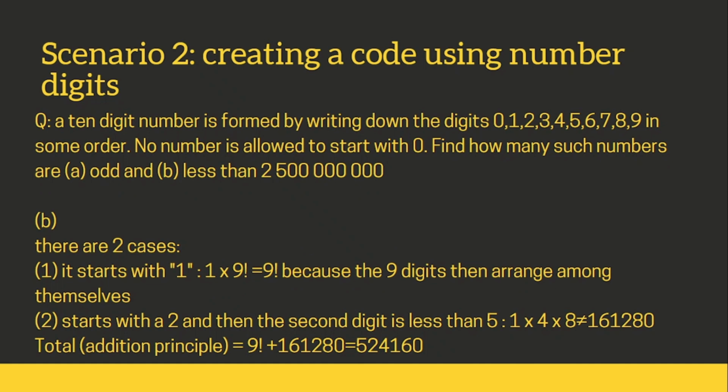Then for part 2, there are 2 cases. It starts with a 1. So 1 times 9 factorial equals 9 factorial, because if the first number is 1, any of the 9 digits can arrange among themselves.